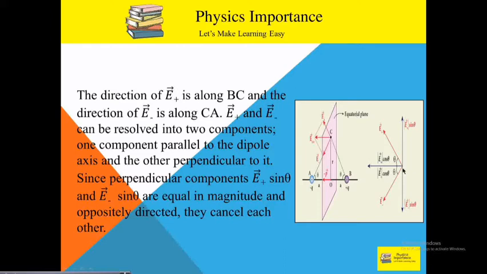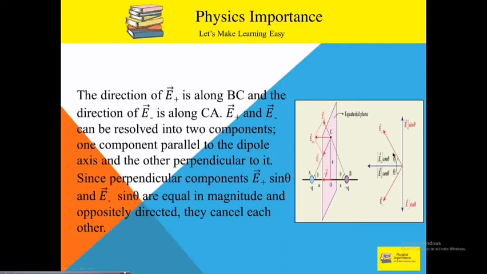Now here we can say one is the parallel component and one is the perpendicular component. Here this is E plus sin theta, E plus cos theta. So for this E minus, this is E minus cos theta and this is E minus sin theta. Now see here, E plus sin theta is in upward direction, E minus sin theta is downward direction. So both will get cancelled because one is upward and one is downward.